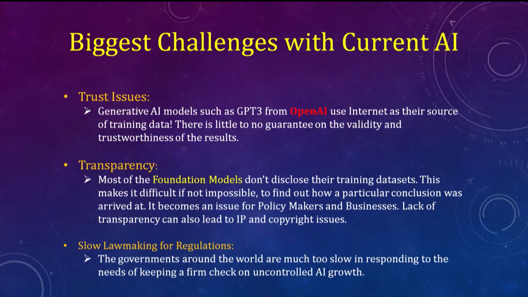One of the biggest issues with the AI that is available today is the trust issues, the transparency, and the slow lawmaking and regulations. So what's the trust issue? Remember, OpenAI's ChatGPT was trained on internet data, and as all of us know, there is a lot of misinformation, disinformation, and all kinds of garbage on the internet, apart from good information as well. The question is, how does the machine know what is right and what is wrong?